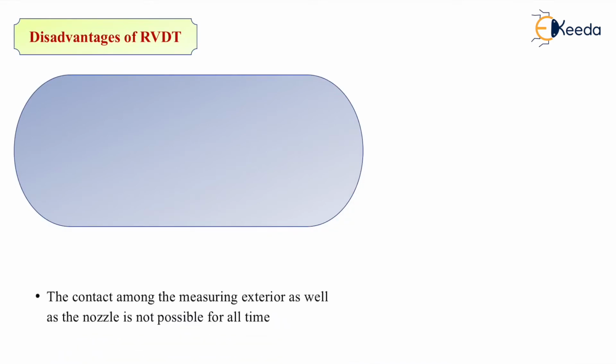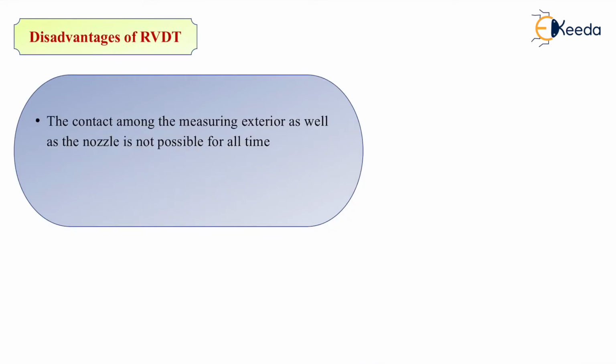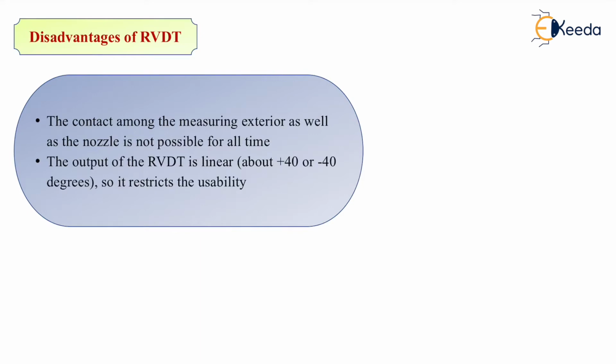So there must be some disadvantages related to it. What are the disadvantages? The first disadvantage of the RVDT is that contact between the measuring exterior and the nozzle is not possible at all times. The next disadvantage is that the output of the RVDT is linear only within a certain range. So there is a restriction in the usability of the RVDT because its output is linear only from plus 40 to minus 40 degrees.